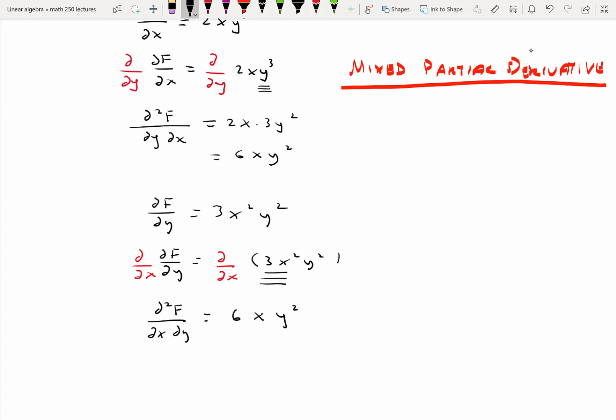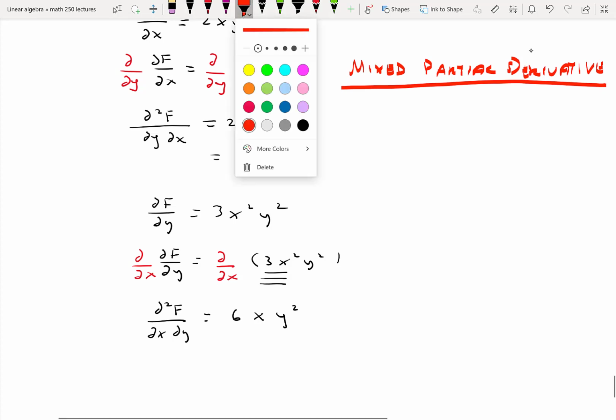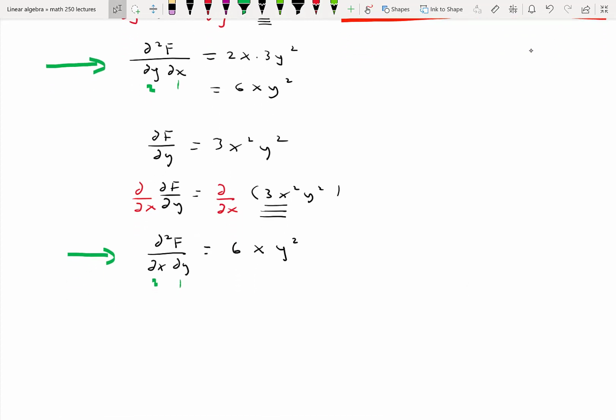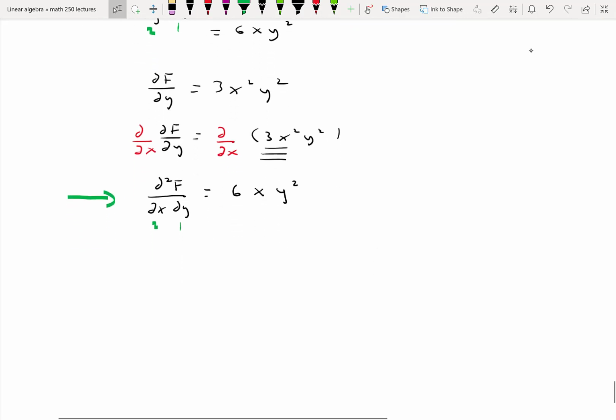Notice that the two mixed partial derivatives, the second partial with respect to x first, and then with respect to y second, is the same. It's equal to the second partial first with respect to y and second with respect to x. They're equal. For all of the functions that we're going to be dealing with, this is always true. Mixed partial derivatives are equal.